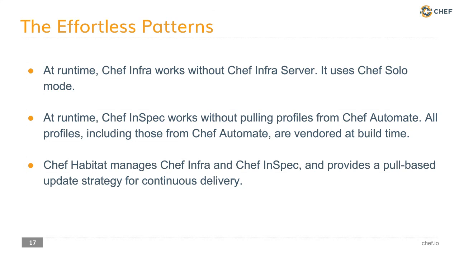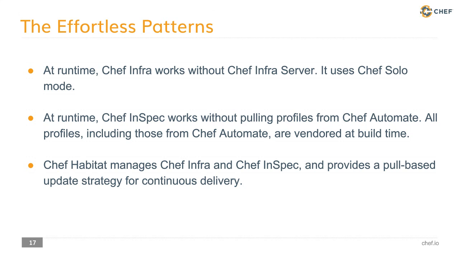We're using Chef Habitat to manage Chef Infra and Chef InSpec. And what that does is it provides a pool-based update strategy for continuous delivery. So the Habitat supervisor is running on your production nodes, managing your Chef Infra and Chef InSpec applications. And with Habitat's update mechanisms, it lets you control how those updates are propagated out to your production infrastructure. In the case of Chef Client, for example, which has historically not been the most pain-free update strategy, you control the update at build time, and Habitat will pull in the new version of Chef Client and manage that life cycle.